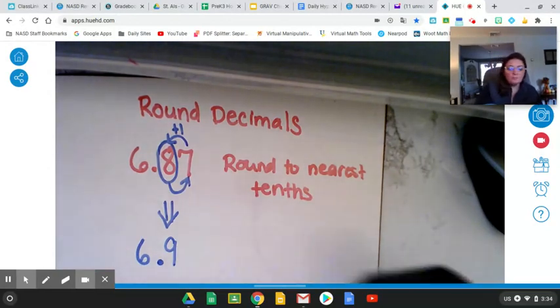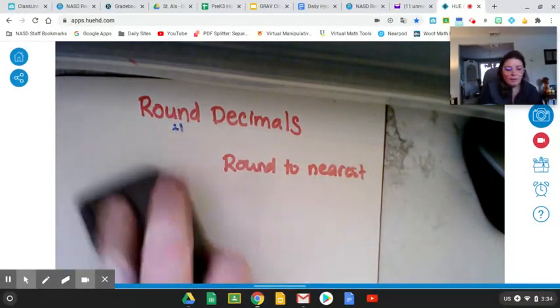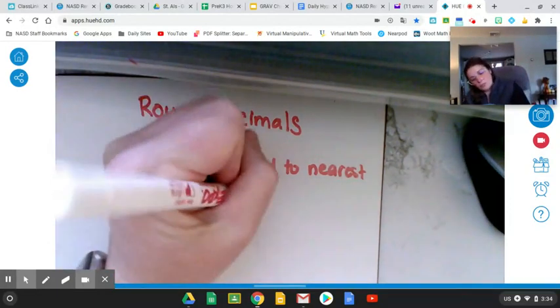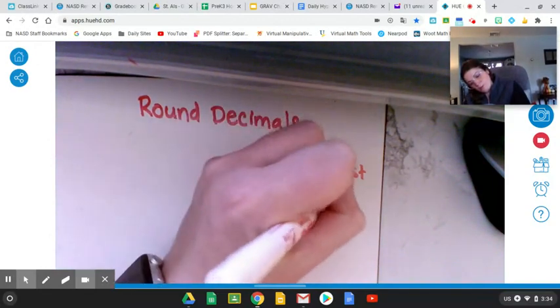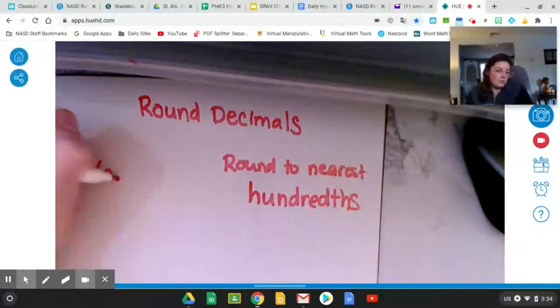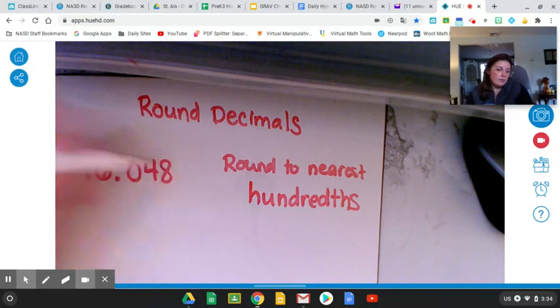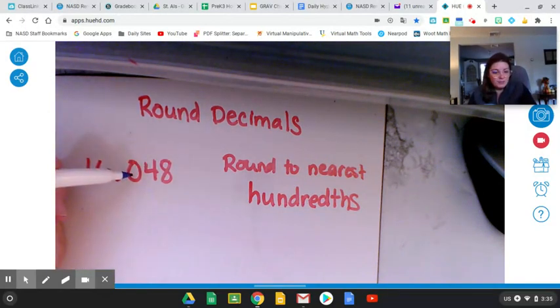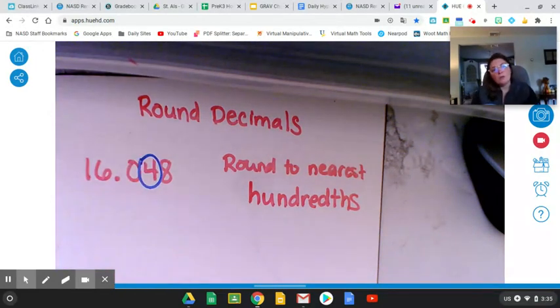So let's do another one. All right, now we're going to round to the nearest hundredths. In order for this to work, you have to know your place value. So we have 16.048. We're rounding to the nearest hundredths place. Step 1 is to circle your hundredths place. This is tens, ones, tenths, hundredths. So the 4 is in the hundredths place.